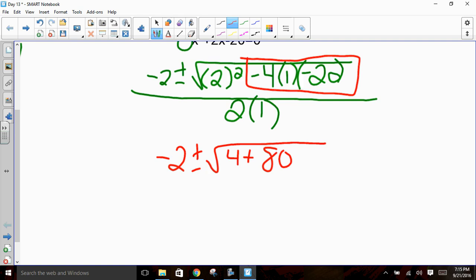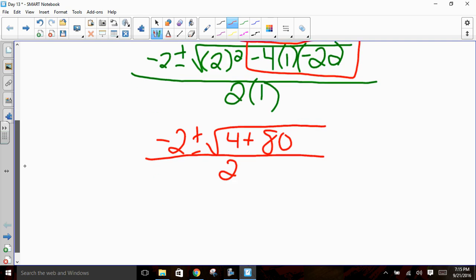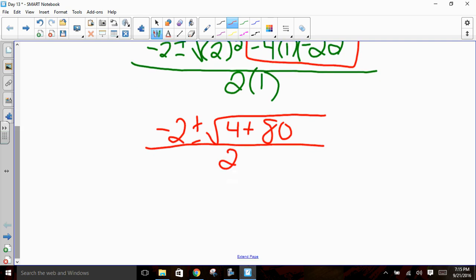If your answer is positive when you multiply those last 3 numbers together, your minus sign has disappeared, and you are going to put a plus in the middle. If your answer when you multiply those 3 numbers together is still negative, then you will put that subtraction sign there. In this case, it's positive, so we are going to leave it as plus. Okay, so 80 plus 4 gives me 84. So now I have negative 2 plus or minus the square root of 84 over 2.